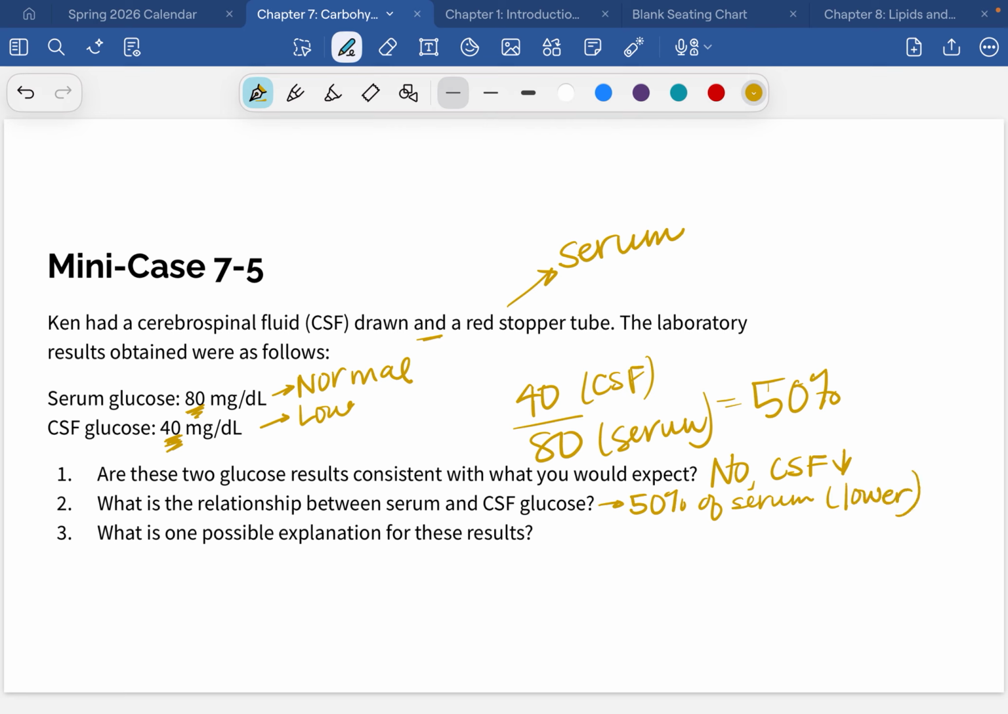One possible explanation for these results, like we just talked about, a bacterial or fungal infection. Okay, this patient is losing glucose inside their brain.